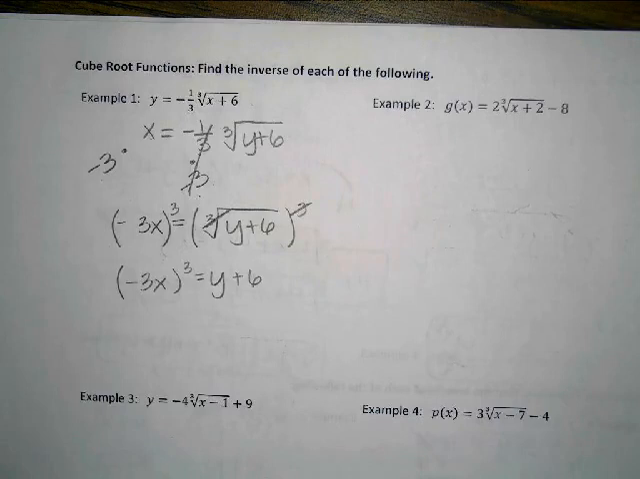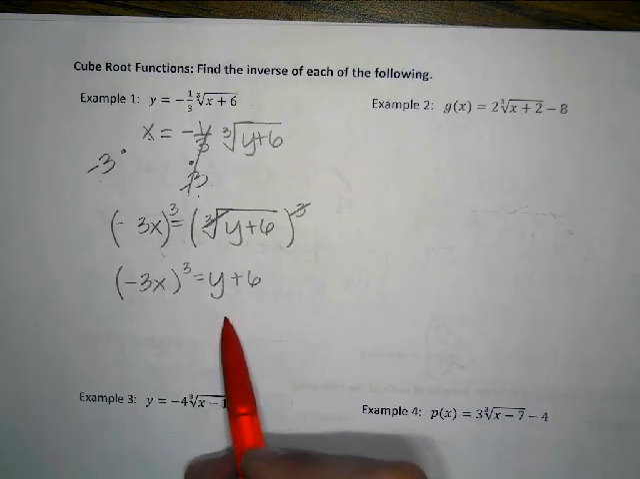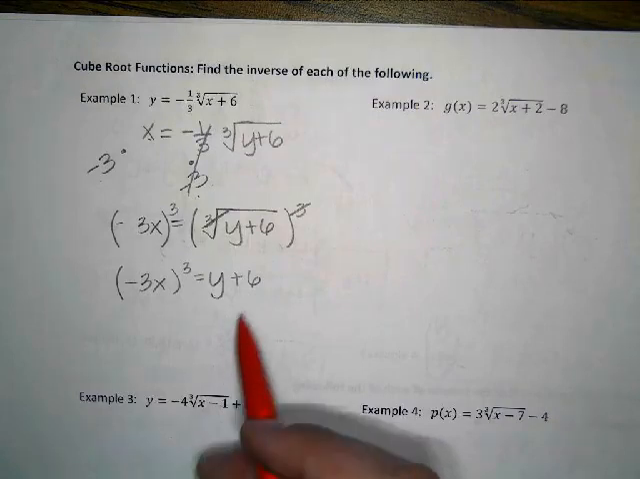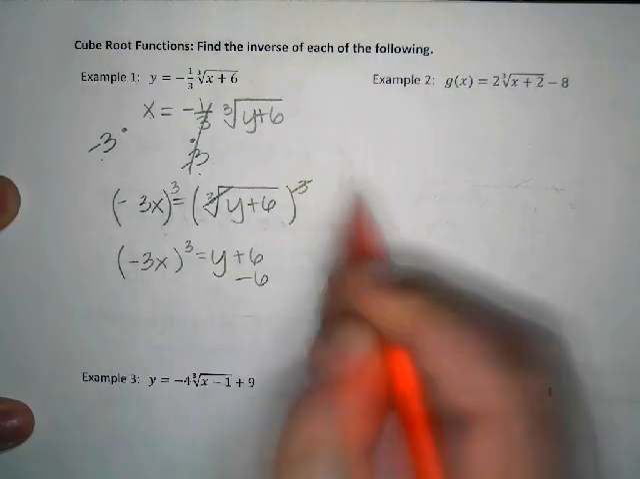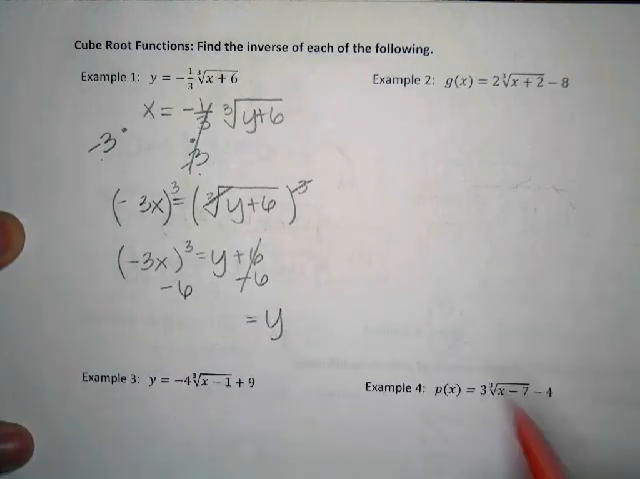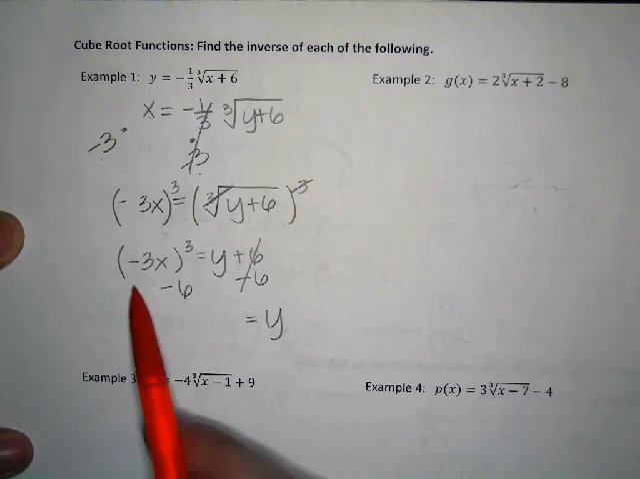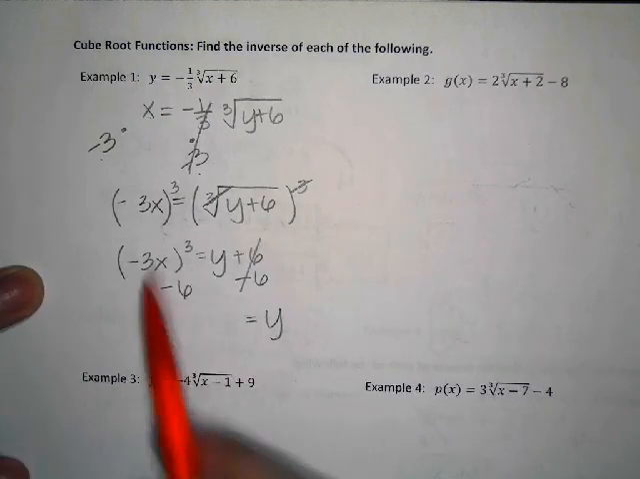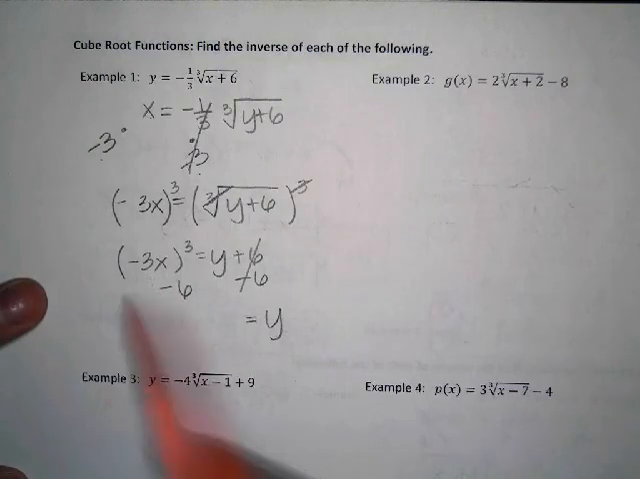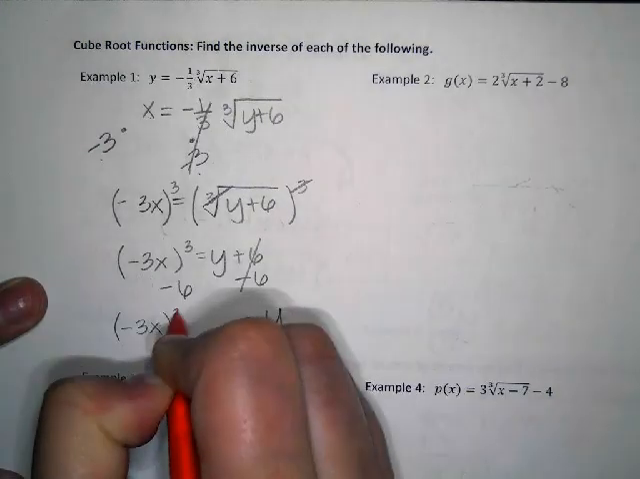Okay, and then how do we get the y alone? Subtract the 6. So y equals. Now, when I subtract the 6, can I subtract it from the negative 3x and put it inside the parentheses? No, because it happened after the parentheses. So it has to go after the parentheses when I write it down. So I'm going to say negative 3x to the third, and then minus 6 goes after the parentheses.